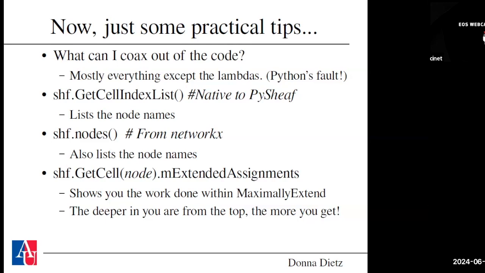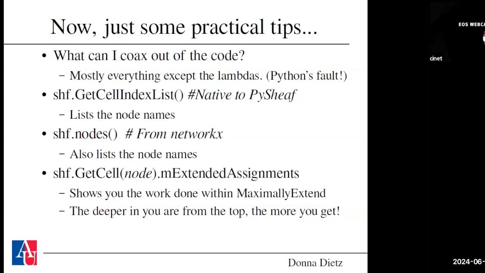If you want to list all the node names, you have two different ways to do it. You can use the one that's native to PySheaf, get cell index list, or you can do sheaf nodes. That's from NetworkX. As you can see in the documentation, some of the stuff is native to the software Michael wrote, and some things are pulled in from other packages. This is built on top of NetworkX, so you get everything that you would have gotten from NetworkX already. But this one is explicitly called out in the documentation because everything that's relied upon in the code gets brought out separately and explained in the documentation.